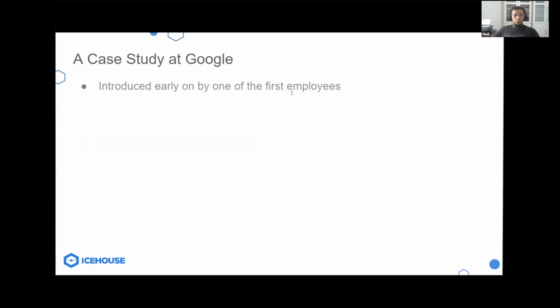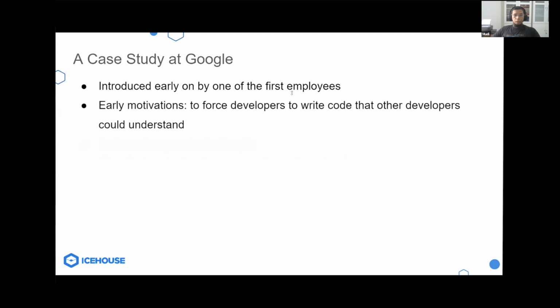So we're going to talk about how it started and its early motivations first. It was introduced early on by one of the first employees, so I'm not sure when they started doing code review, but it's been more than a decade, obviously, right now. The main reason they're doing code review in the first place is to force developers to write code that other developers could understand. It's simple. Of course, it's good if reviewers find bugs, but this is not the main focus. The foremost reason for doing code reviews is to improve code understandability and maintainability.